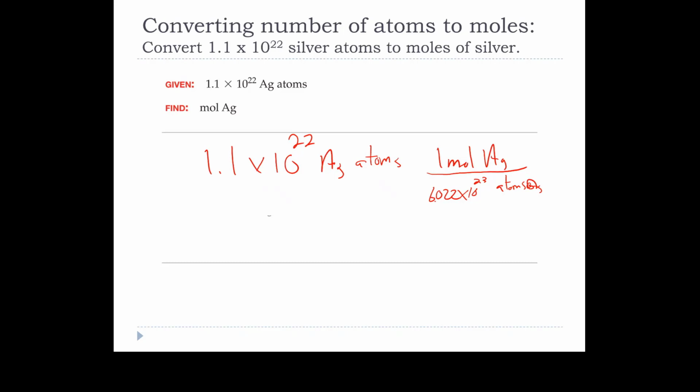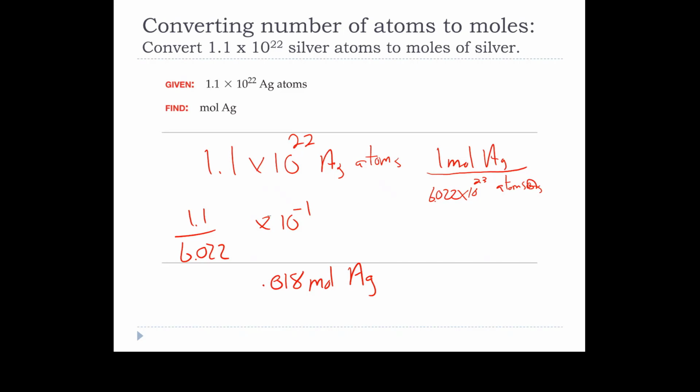So now we got 1.1 times 10 to the 22 divided by 6.022 times 10 to the 23. So I simplified: 10 to the 22 divided by 10 to the 23 is 10 to the minus 1. So you got 1.1 divided by 6.022 times 10 to the minus 1. So what do we get here? 0.017 or something like that? 0.018 moles silver.